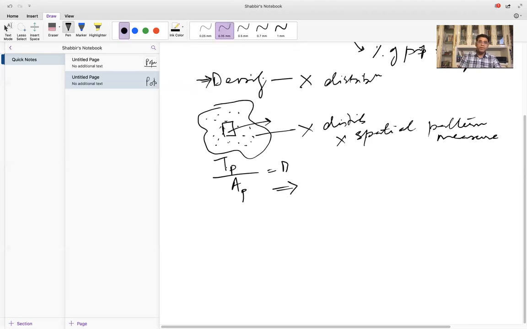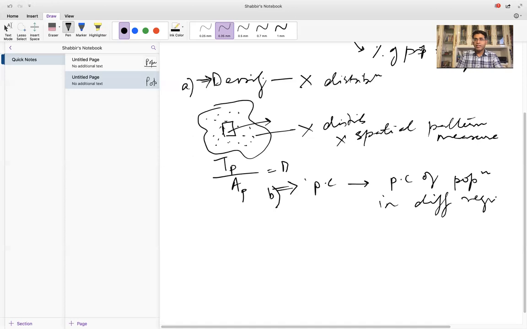So if this is A, the more reliable measure is the percentage, where we find out what is the percentage of population in different regions. So if this was the area I'm referring to, and this area is subdivided into regions of this kind, and I say this region has 20% of population, this region has 10% of population, this region has 30% of population.